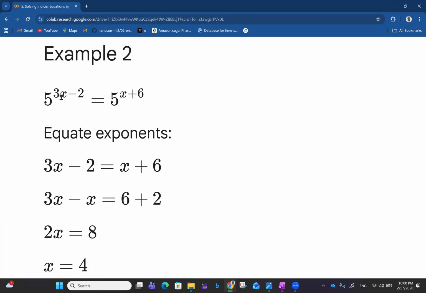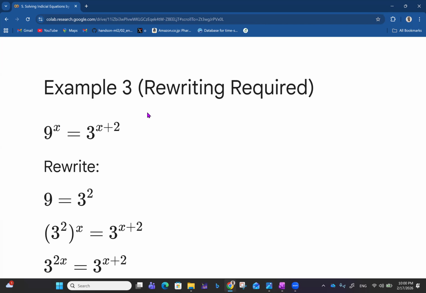So if you put 4 here now, 3 times 4 is 12. 12 minus 2 is 10. Then on this other side, 4 plus 6 is 10. So that is correct if you check it that way.